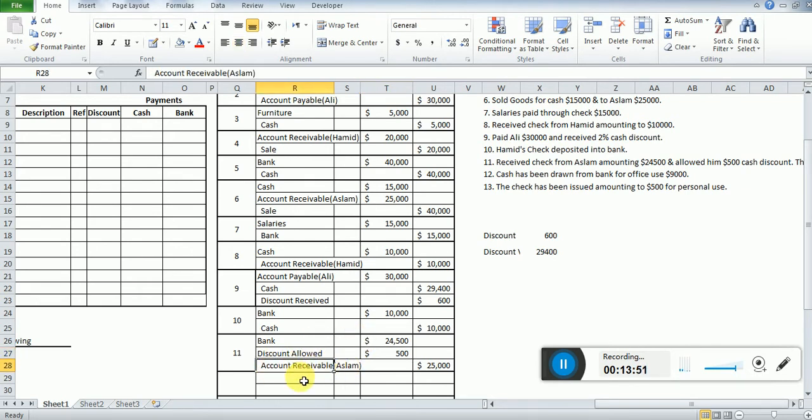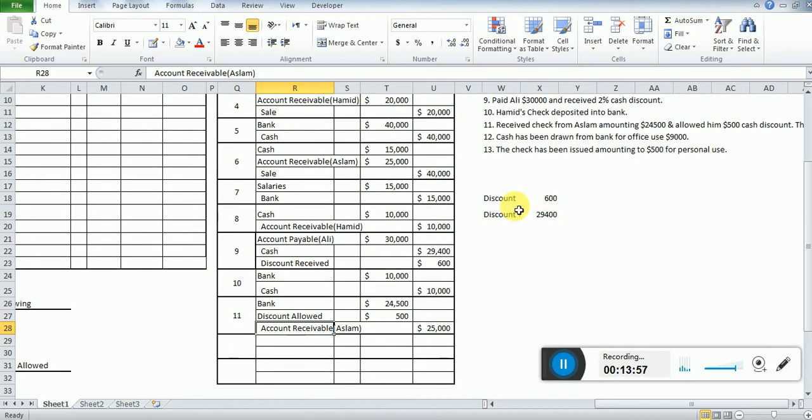Okay, next we have number 12. Cash has been drawn from bank for office use. So dear students, now we are just taking out some cash from bank, and this is for the purpose of business, right? So that is why cash account should be debited and bank account should be credited. How much? $9,000 debited, and $9,000 should be credited. So you can say our cash asset increased and our bank asset decreased.